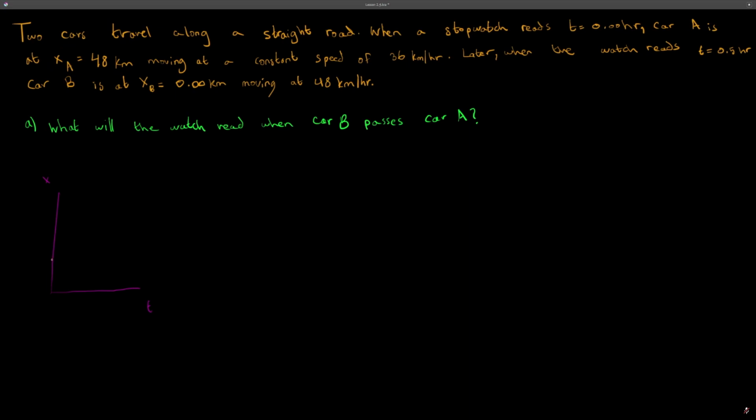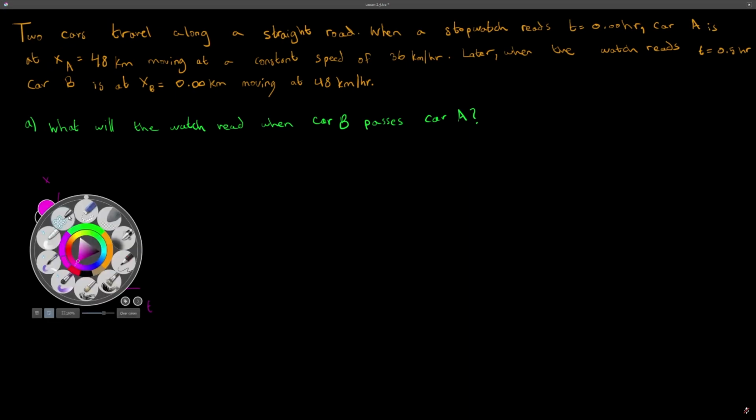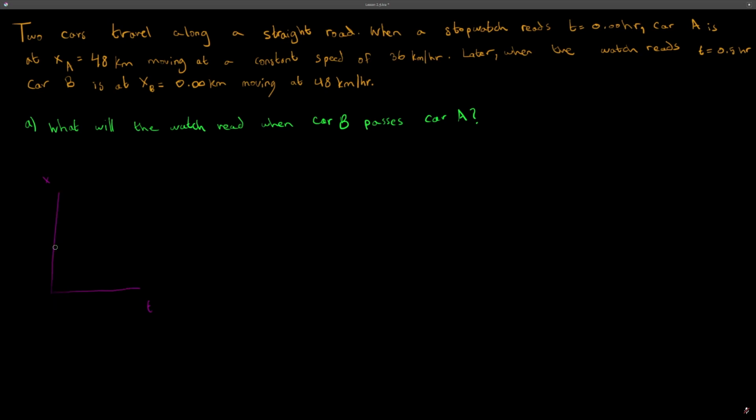So we have car A. Let me change the color. We have car A at 48 kilometers, and it is moving at a constant speed. So it's moving up at a constant speed of 36 miles per hour.